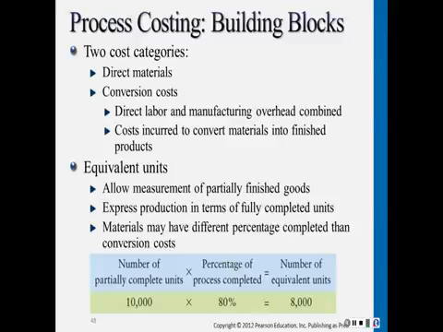We call this category conversion costs because it is the cost, direct labor plus manufacturing overhead, to convert raw materials into finished products. The concept of equivalent units allows us to measure the amount of work done on a partially finished group of units during a period and to express it in terms of fully complete units of output. That is, number of partially completed units times percentage of process completed equals equivalent units. We use this formula when costs are incurred evenly throughout production. This is usually true for conversion costs.